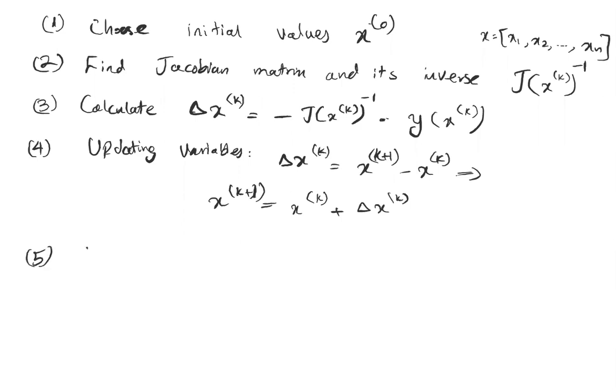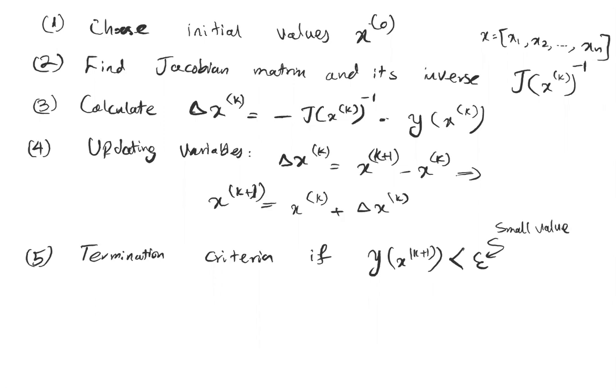This fifth step is the termination criteria. So the termination criteria tells us if y evaluated at the new updated value of x at iteration k plus 1 is less than epsilon. This is a small value that you set to make sure your problem is converging. So if so, you stop, and xk plus 1 is the solution to the equation system.